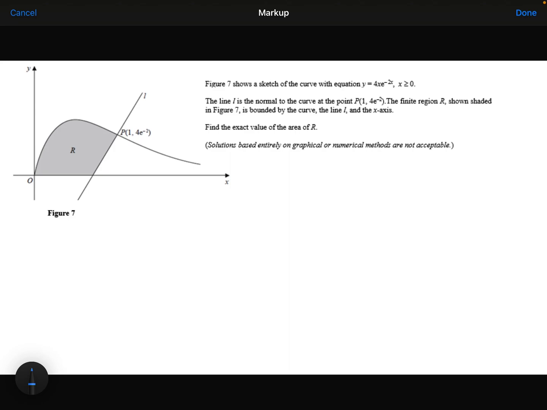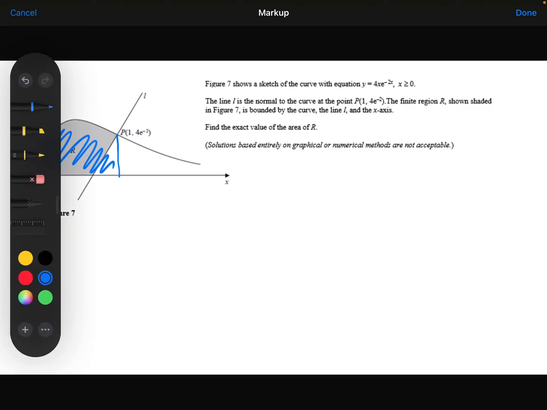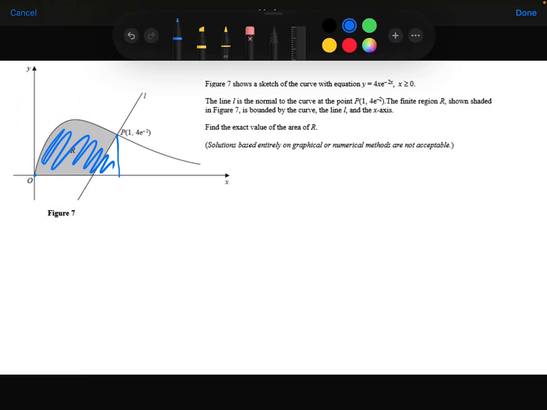So my method for this is I'm going to integrate the curve from 0 up to the x-coordinate of 1, and that's going to tell me all of this area here. Then we'll work out the area of this little triangle and take it away. So we are going to integrate between 0 and 1 the 4x e to the minus 2x with respect to x.